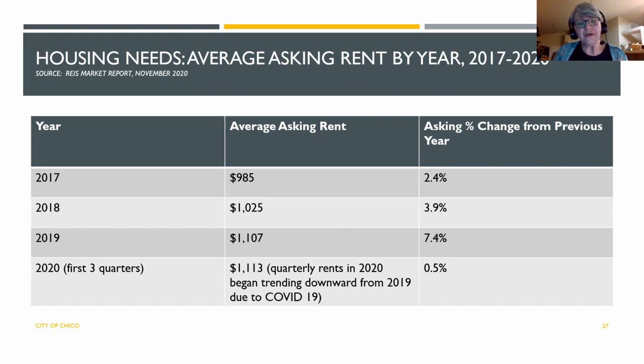One thing that we did note is starting in 2020, quarterly rents, because we looked at the first 3 quarters of 2020 that we have data for, did begin to trend downward from 2019. So even though the number shown here for 2020 is slightly higher than 2019, that's because this is an average, and the first quarter of 2020 was still quite high. So it's making the average higher, but the rents did begin to come down due to COVID-19. So you can see the asking percentage change from the previous year. There's been that steady increase in the average asking rent in Chico.